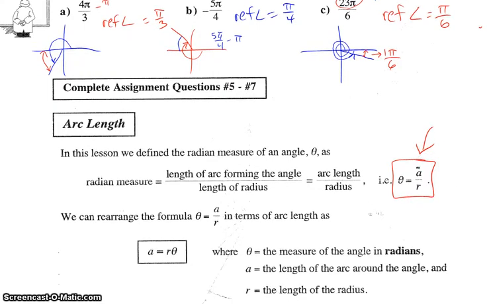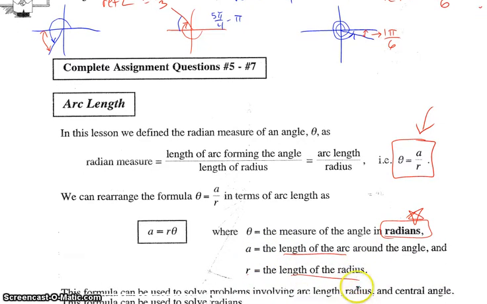Okay. Theta is the angle measured in radians. That's key because that's usually what everyone forgets, is that the angle is actually in radians, not degrees. A represents the length of the arc around the angle, and R is the length of the radius. So let's put this to work on some questions on the next page.